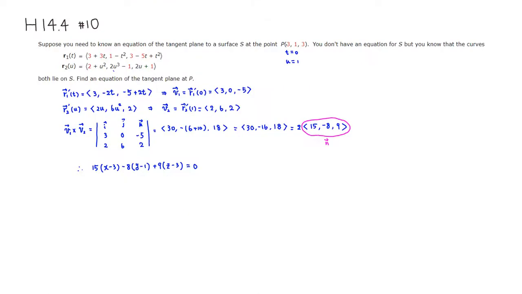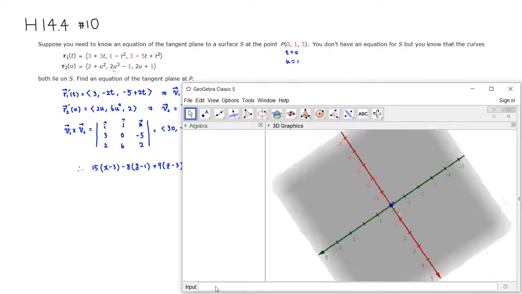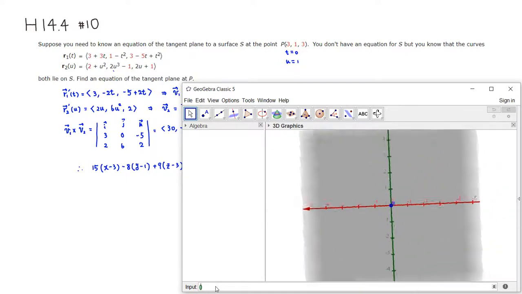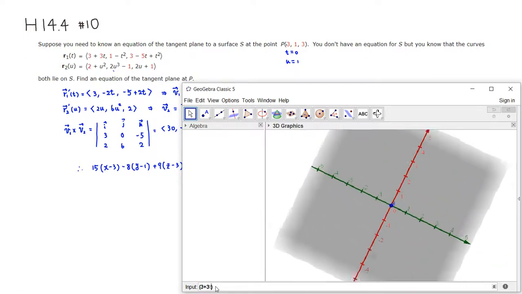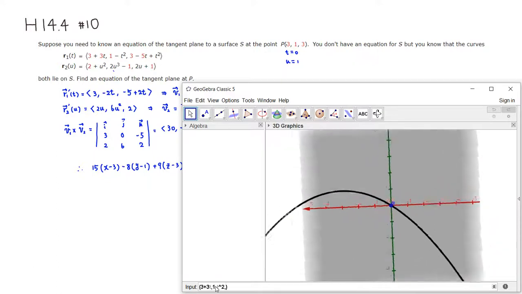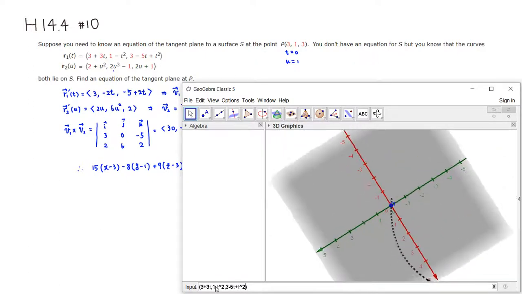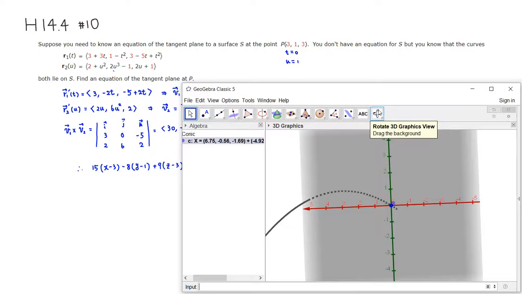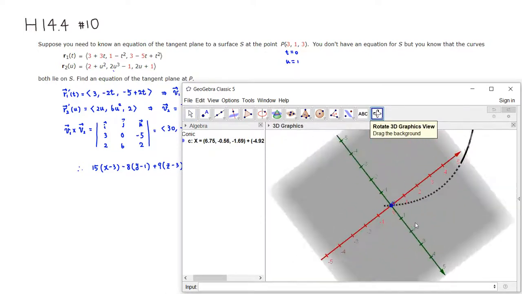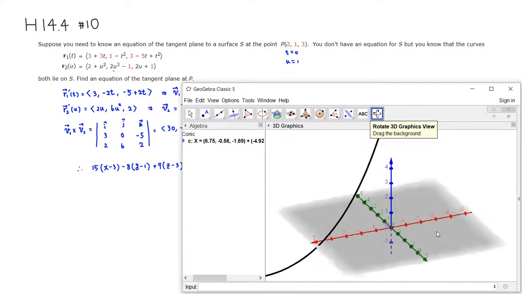What I want to do next, since we're done with this problem, is make sure that this looks right by using GeoGebra. So let's try to sketch those curves. The curves are (3 plus 3t, 1 minus t squared, 3 minus 5t plus t squared). Then hit enter. You can see that we have a curve. Let's see, this looks a little bit better.